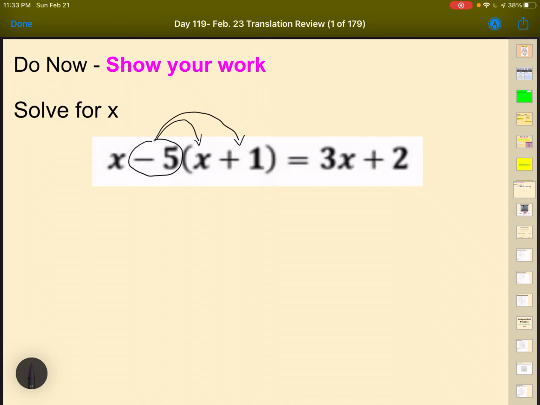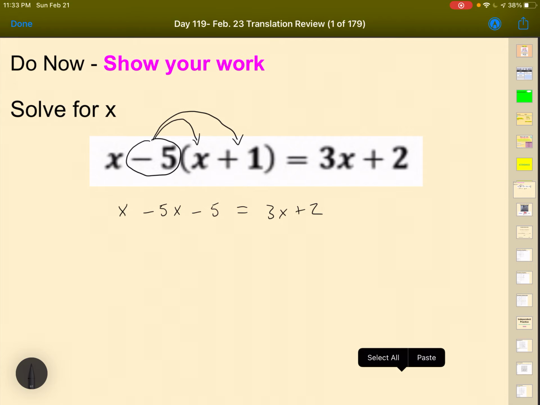-5 times a positive x gives me -5x. I'm going to bring that x down. And then I have negative times a positive gives me a negative 5 times 1 gives me 5 equals 3x plus 2.